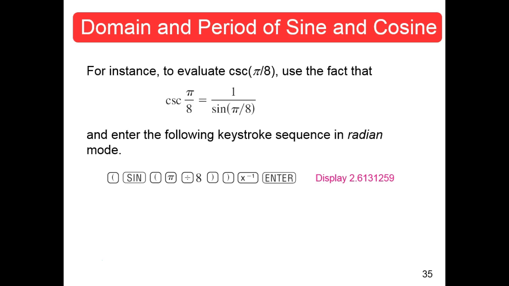Now, is that a reasonable answer? 2.6131259. Way too many digits, but is it reasonable? I think I may have mentioned this before, but I'm going to mention it again. When you're doing a sine or a cosine of any angle whatsoever, that better come out to be a number between plus and minus 1. If it's anything greater than 1 or less than minus 1, you got the wrong answer.